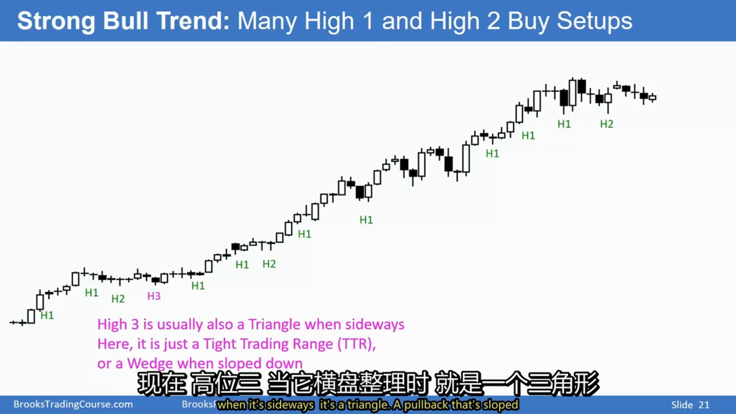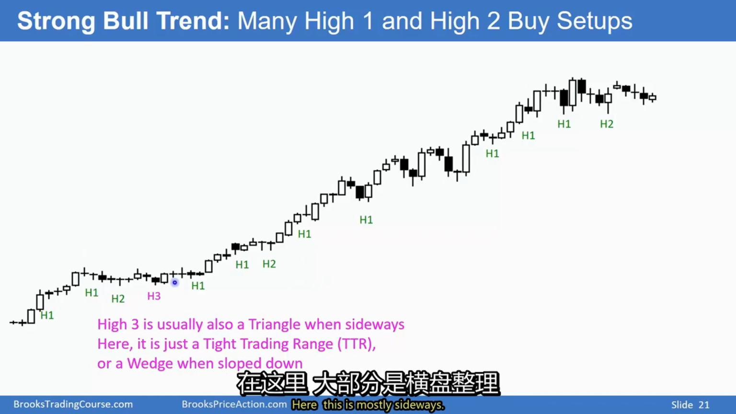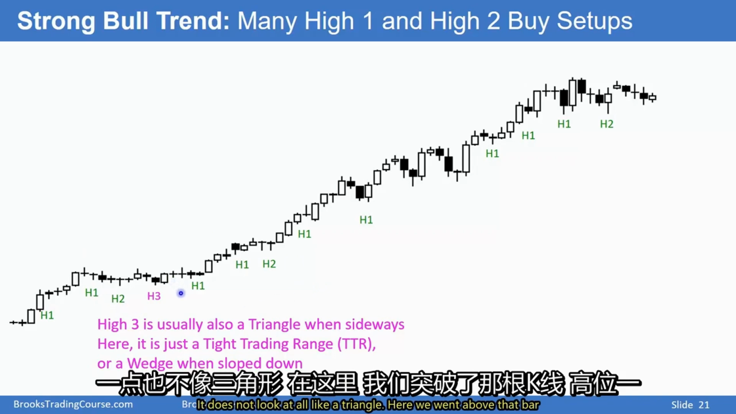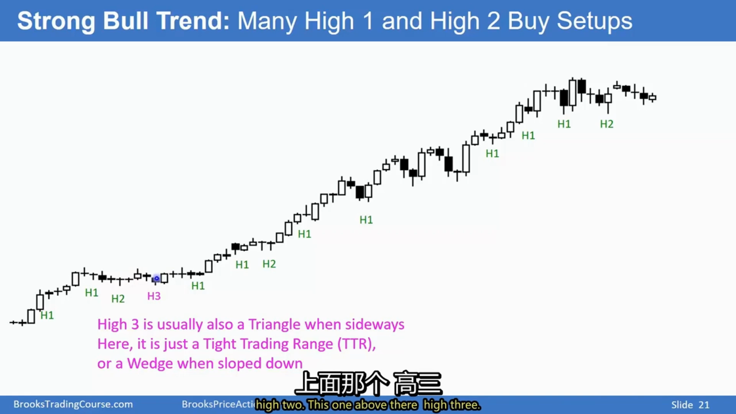Now, a high 3, when it's sideways, it's a triangle. A pullback that's sloped downward, it's a wedge. And here, this is mostly sideways. It does not look at all like a triangle. Here we went above that bar, high 1. This went above here, high 2. This went above there, high 3.